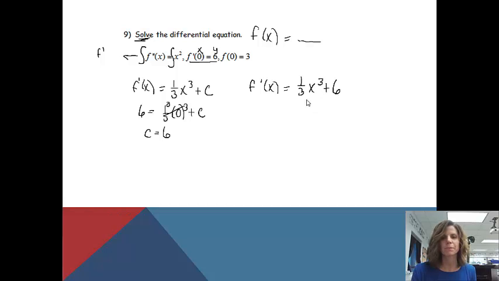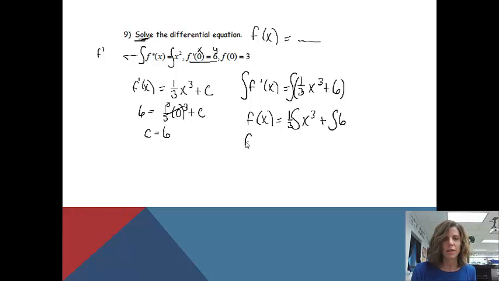All right, I'm still not at f. Now I'm at the derivative, so I need to go one step backwards again. So I'm going to undo the derivative on both sides here. The antiderivative of f prime would just be f. And then this one I am going to separate into two parts and bump that 1/3 out front. So I'm going to get f of x equals 1/3 times the antiderivative of x to the third, which would be 1/4 x to the fourth, plus 6x. And so I'd get f of x equals 1/12 x to the fourth plus 6x plus c.